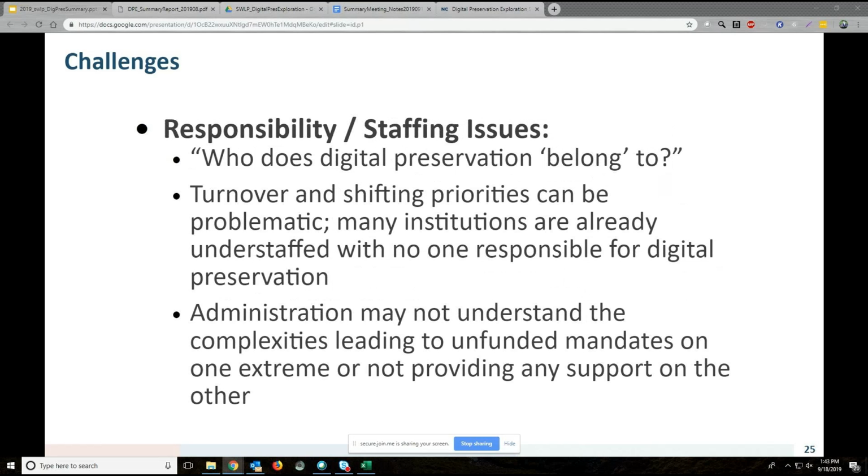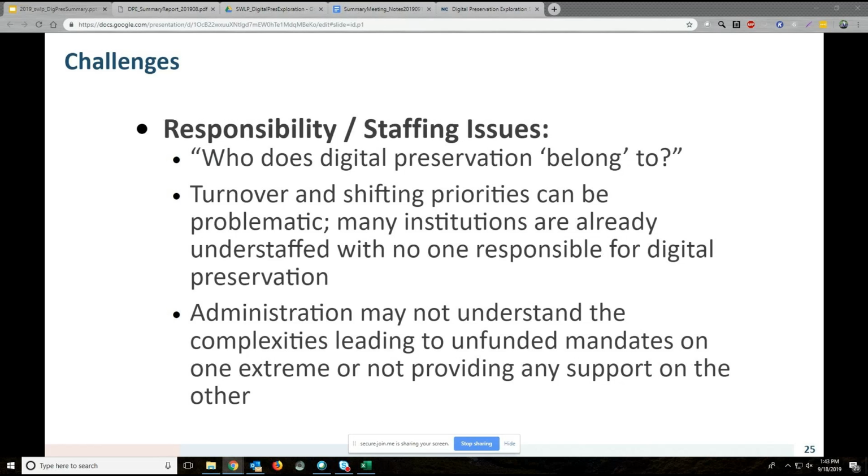People also had issues with responsibility and staffing. One of the questions that commonly came up was, who does digital preservation belong to? Who's responsible for actually doing this and taking the lead in it, and discussing it and managing it? Digital preservation is not something that you can start and have a year-long project on and then wipe your hands and walk away and be proud of yourself for a job well done. Digital preservation is an ongoing, long-term process. So who's responsible for that, and who does it belong to within any institution?